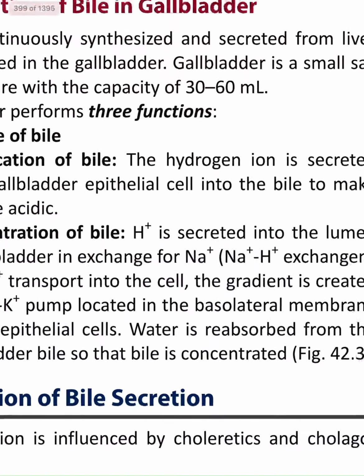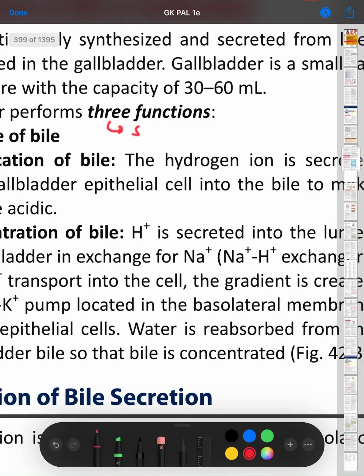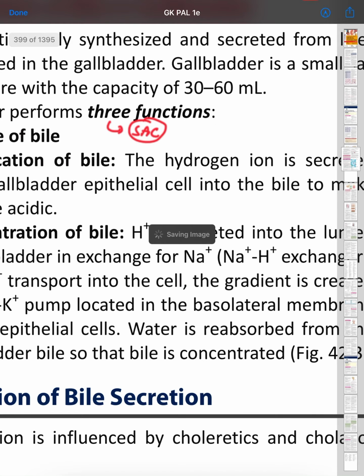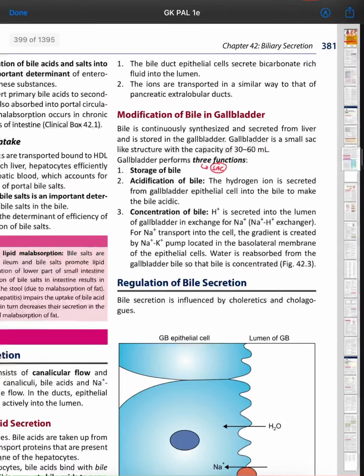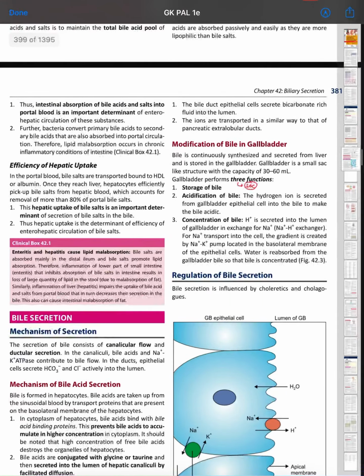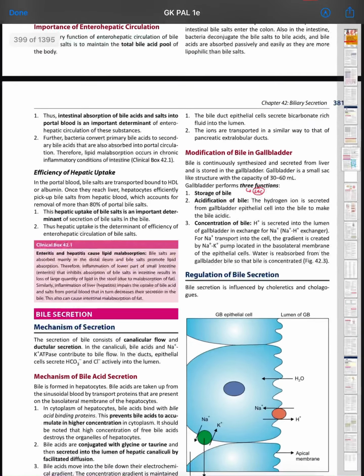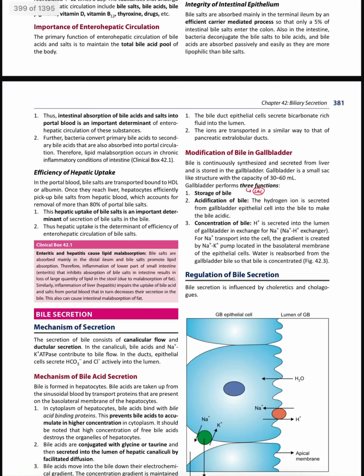So the function of gallbladder mnemonic will be SAC. Storage of bile, acidification of bile, and concentration of bile. Acidification of bile: hydrogen ion is secreted from gallbladder epithelial cell into the bile to make the bile acidic. Concentration of bile: potassium is secreted into the lumen of gallbladder in exchange of sodium.